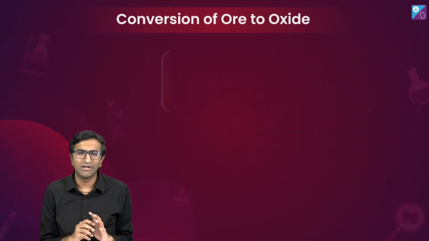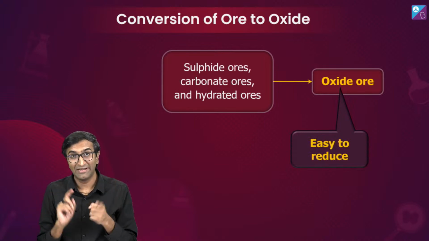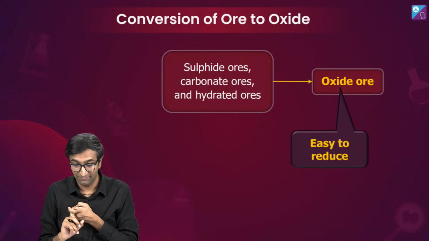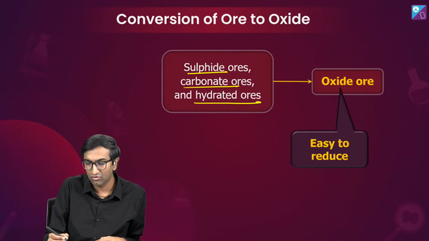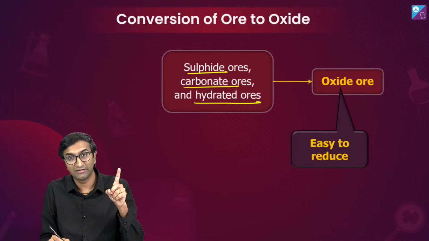So there are broadly two types of ores that I can look at. One type of ore has oxygen atoms in it. Okay. The other is the one that doesn't. So whether it is a sulfide ore, or a carbonate, or a hydrated ore, we will convert all three into oxide ores in two different ways.